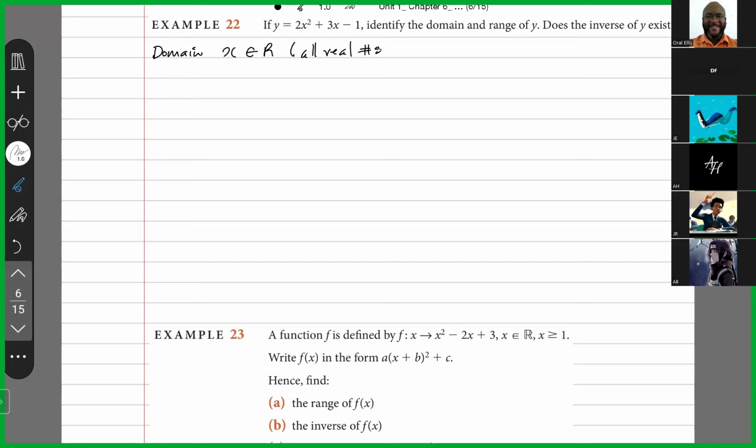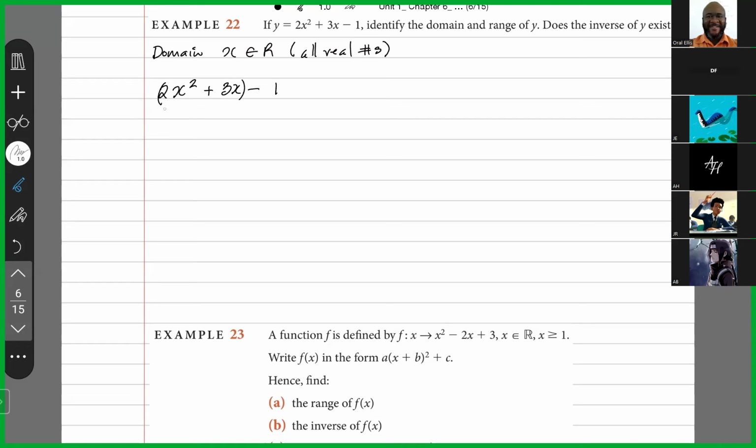All right. The codomain, again, would also be all real numbers, but they didn't ask for the codomain, they asked for the range. To answer the question of the range, I need to know the coordinates of the minimum turning point. To know the coordinates of the minimum turning point, I'm going to have to complete the square. All right, so let's do that.